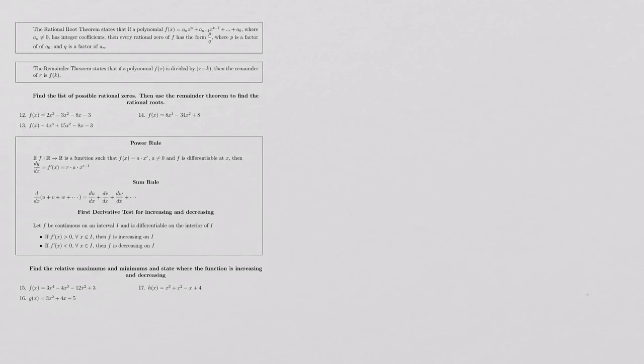Alright guys, so now we're getting down into the nitty gritty. We're going to start talking about the rational root theorem, which states that if a polynomial f of x equals a sub n times x to the power of n plus a sub n minus 1 times x to the power of n minus 1, I made a typo there, where a sub n does not equal 0, has integer coefficients, then every rational zero of f has the form p divided by q, where p is a factor of a naught and q is a factor of a sub n.